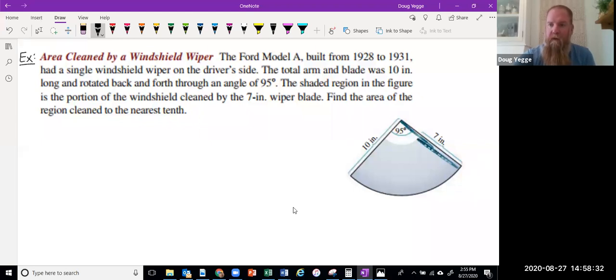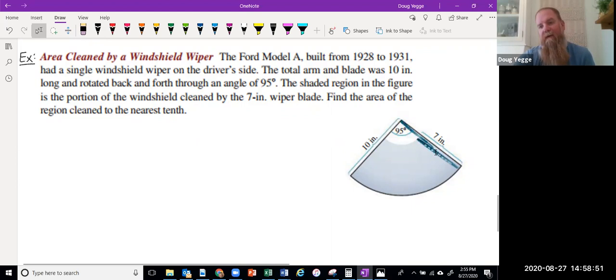Some of the original automobiles, there was a Ford Model A that was built during this time span, 1928 to 1931. And at the time, there was only a single windshield wiper, primarily for the driver, because that's the only one that needed to have the windshield cleared. And so the total arm and blade was 10 inches long.